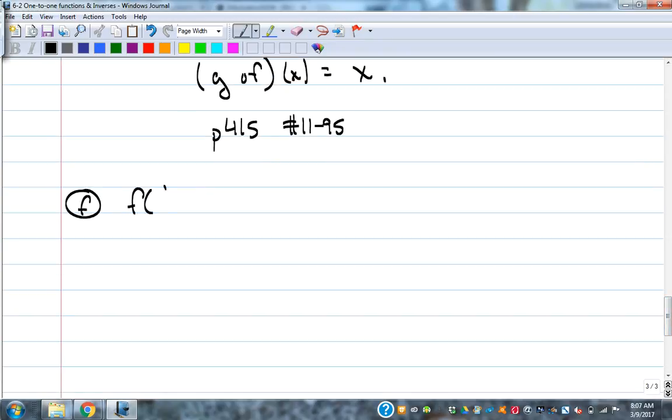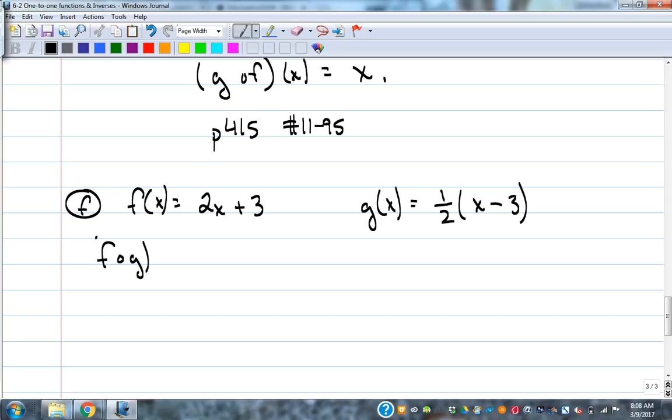So f of x is 2x plus 3, and g of x is 1/2 parentheses x minus 3. Like that. So if we want to verify if these are inverses of one another, we need to do that function composition.